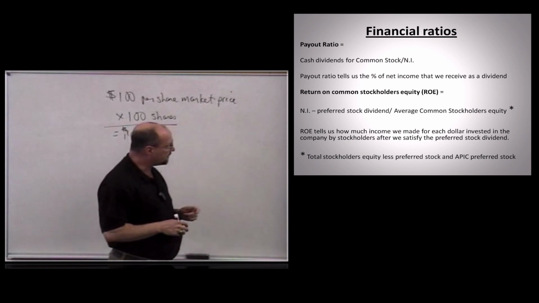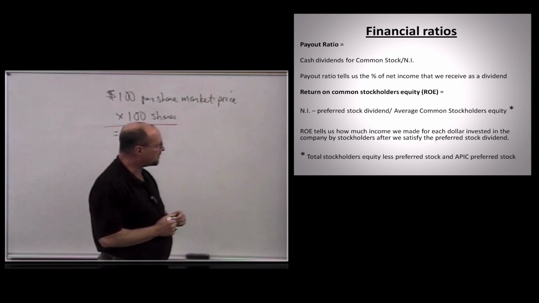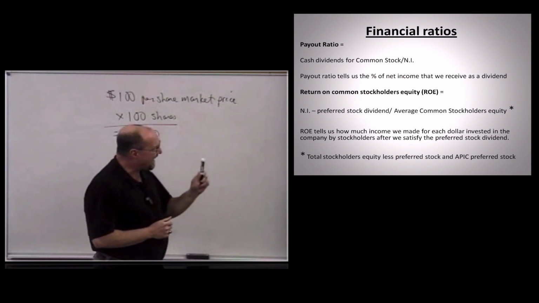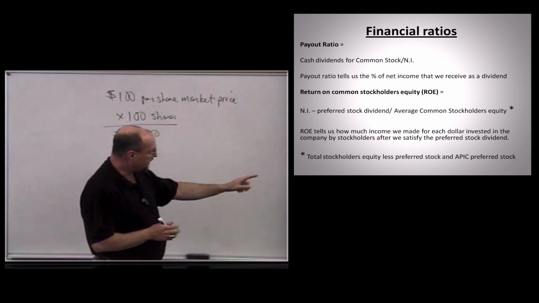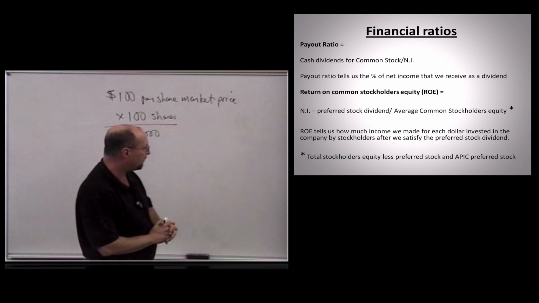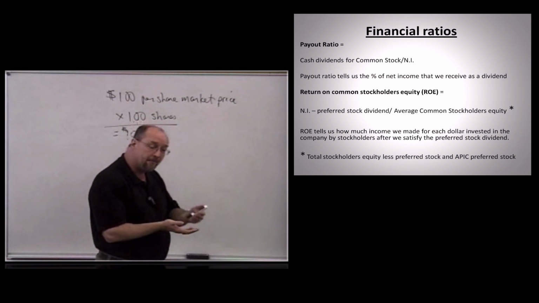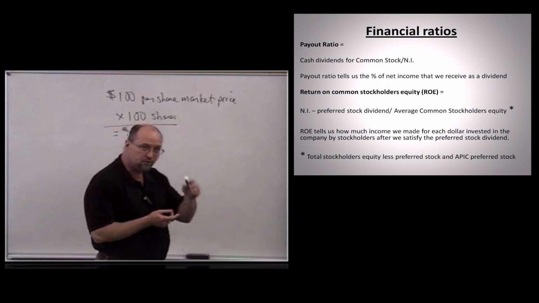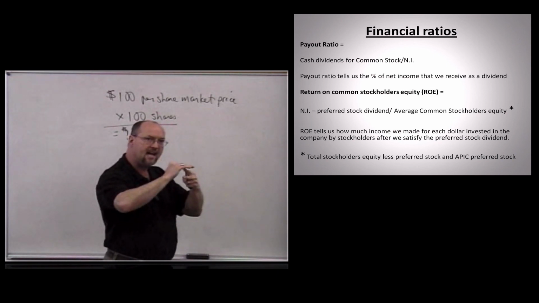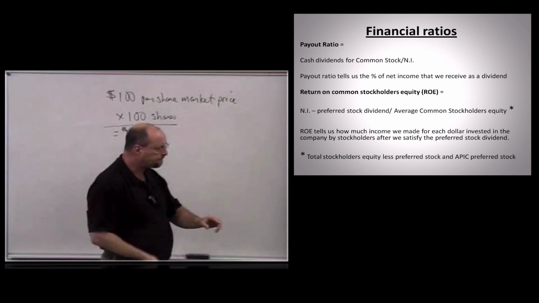So for return on common stockholders' equity, we take this year's net income, we subtract the preferred stock dividend, and then we divide it by average common stockholders' equity. And let's go ahead and read that asterisk. How do we get average common stockholders' equity? Well, first, total stockholders' equity minus the dollar value in the preferred stock account and minus the dollar value in the APIC preferred account. Subtract those two values from total stockholders' equity, that gives you common stockholders' equity, since we've now excluded the preferred stockholders.